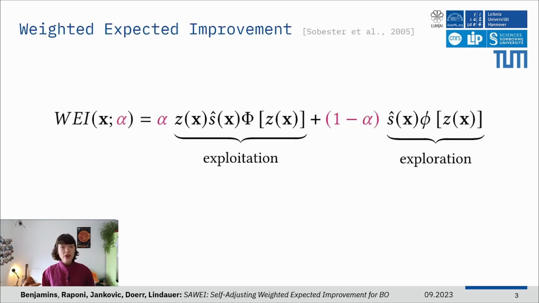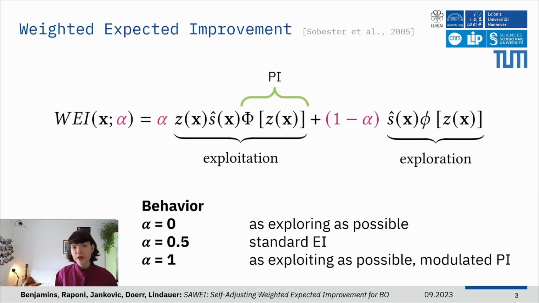For this, we look at the acquisition function weighted expected improvement by Doerr et al. It consists of an exploitation term and an exploration term weighted by alpha. You see that the exploitation term contains the original PI. So depending on alpha, we get different behavior. Alpha equal to 0 is as exploring as possible. Alpha equal to 0.5 recovers EI, and alpha equal to 1 is as exploiting as possible. It's the modulated PI term.